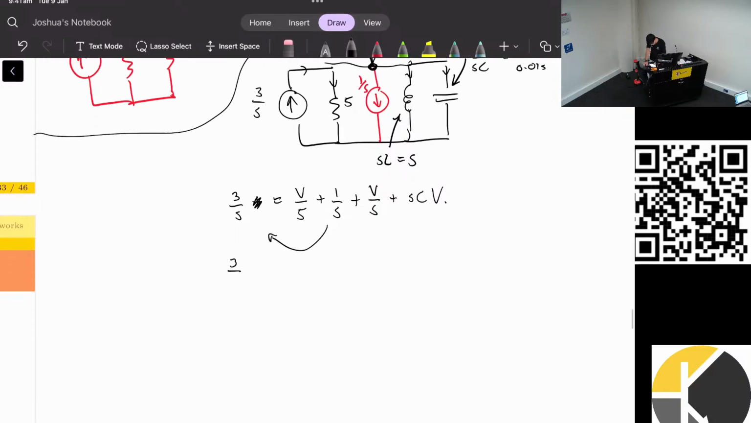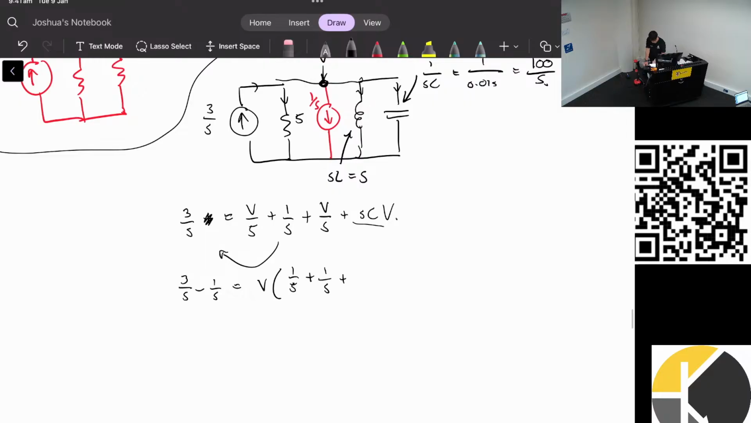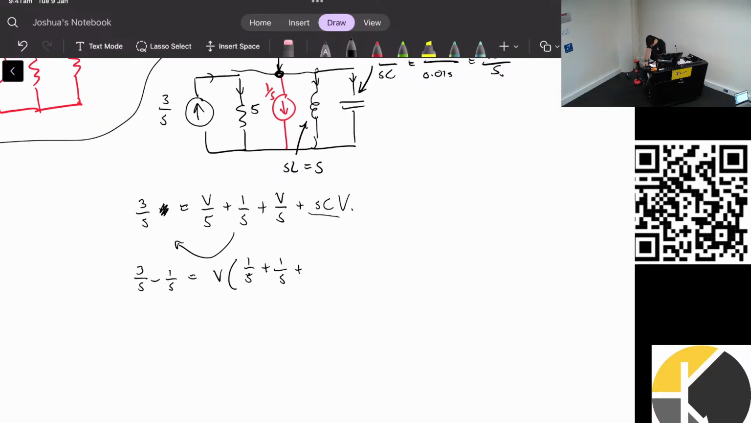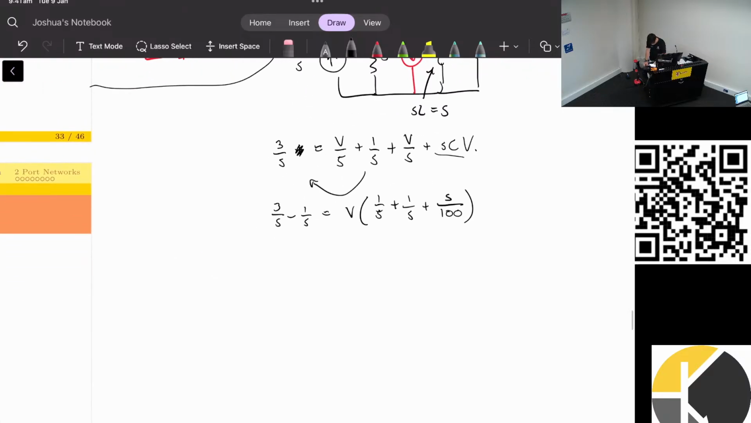I can factor out V and move this S to the other side. So I have 3 on S minus 1 on S equals V times 1 on 5 plus 1 on S plus, and then this SC is going to be S on 100. Great. And I'll simplify the left side to 2 on S.